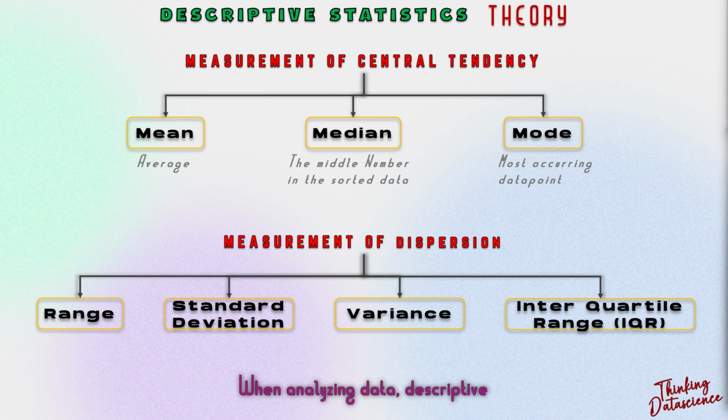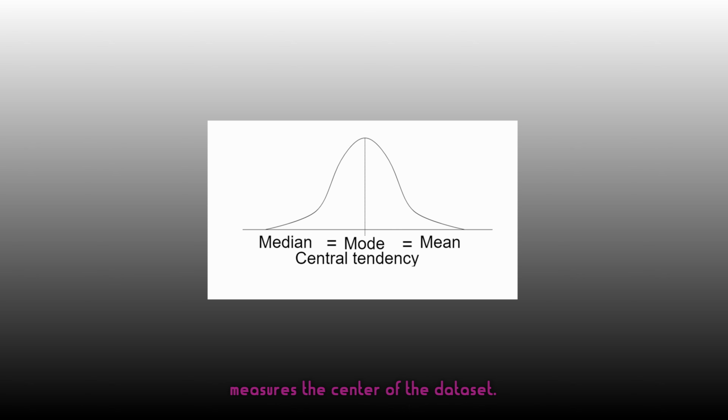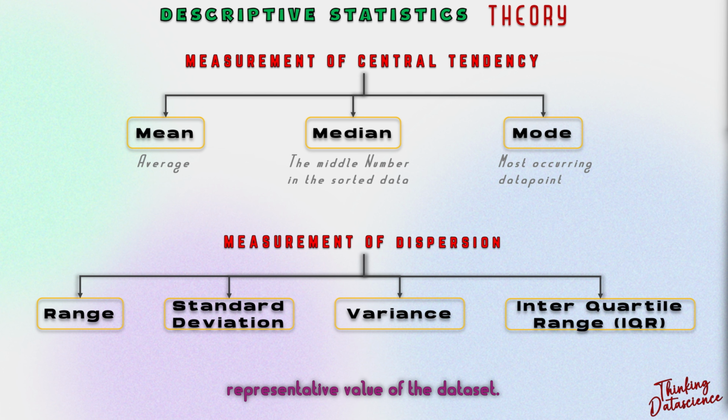When analyzing data, descriptive statistics can help us understand it better. There are two main aspects to consider, the measure of central tendency and the measure of dispersion. The central tendency measures the center of the dataset. It helps to understand the typical or representative value of the dataset. For instance, if you have a list of numbers, you can calculate their average to get a better sense of the data.